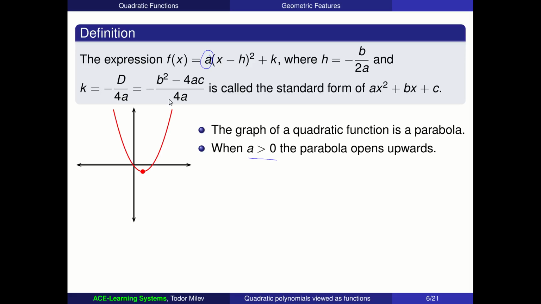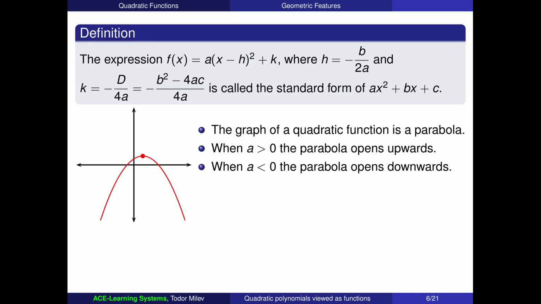Mind you that this cup opens infinitely wide, yet its sides tend to be very, very steep as x tends to infinity. So that's a kind of a weird type of cup. Now, when the leading coefficient A is negative, our parabola opens downwards. So we're having an upside down cup.